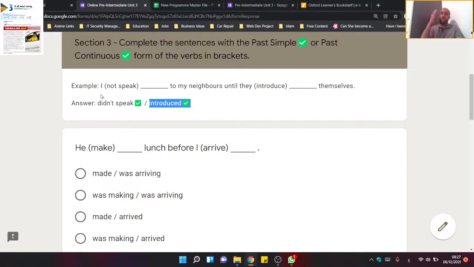So one action happened and then another action happened after that. Okay, so what was the first action? I didn't speak. Okay, and then what came afterward? Introduced. So they didn't speak until they spoke to them.